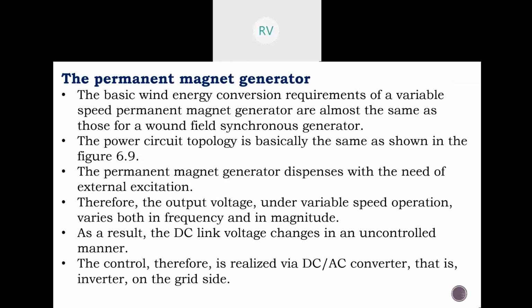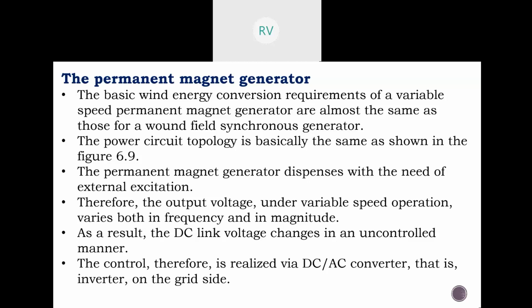The basic wind energy conversion requirements for a variable speed permanent magnet generator are almost the same as those for a wound field synchronous generator. So whatever we had for the wound field synchronous generator, those same parameters can be used for this permanent magnet generator also. The power circuit topology is basically the same as shown in figure 6.9, which we have seen already.